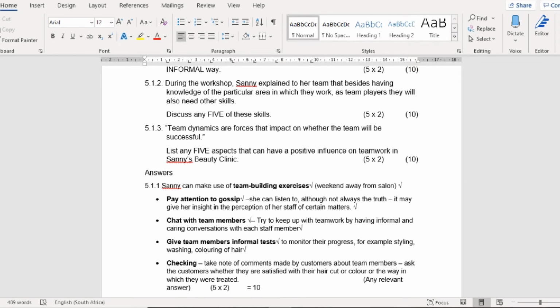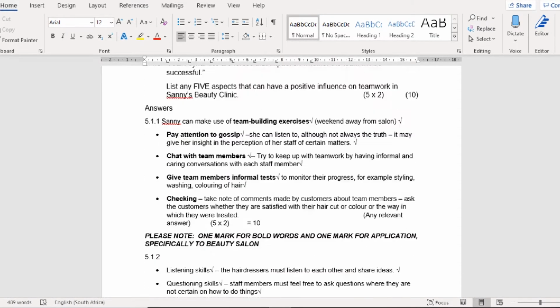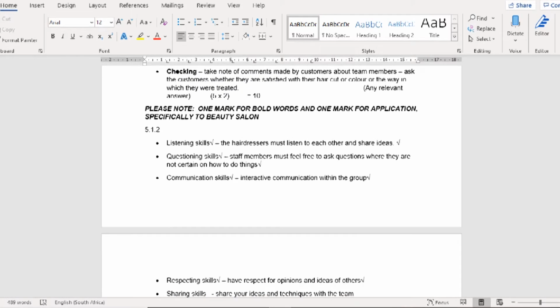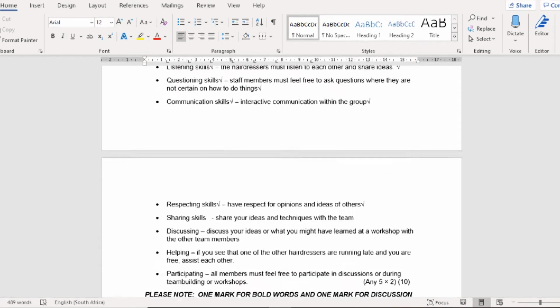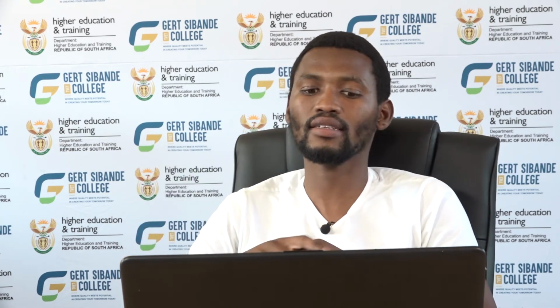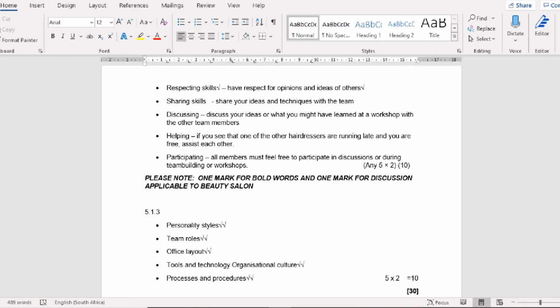Then it says list any 5 aspects that can have a positive influence on teamwork in Sunny Beauty. Then you have to remember the team dynamics, which are the team roles, organizational culture, office layout, tools and technology, processes, and procedures. Those are the team dynamics they are looking for.